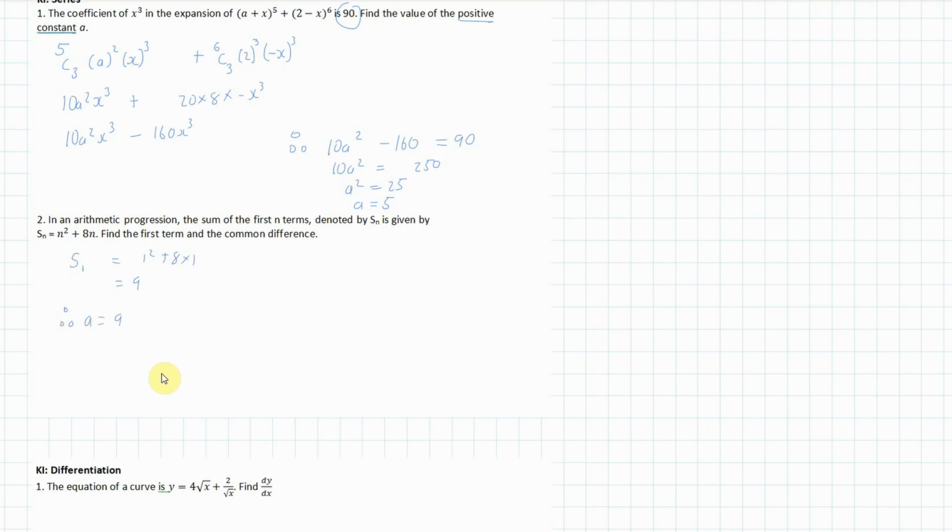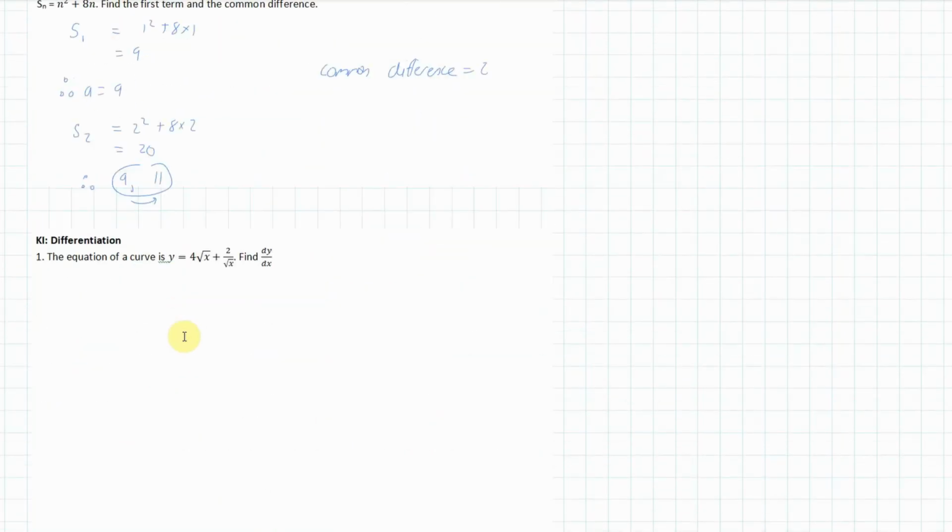And then we can find the common difference by finding the sum of the second term, and that will be 2 squared plus 8 times 2, and that's 4 plus 16, which is 20. Therefore, you've gone 9, and then 11, and you add those to get 20. So the common difference is 2. Okay, that was quite easy.